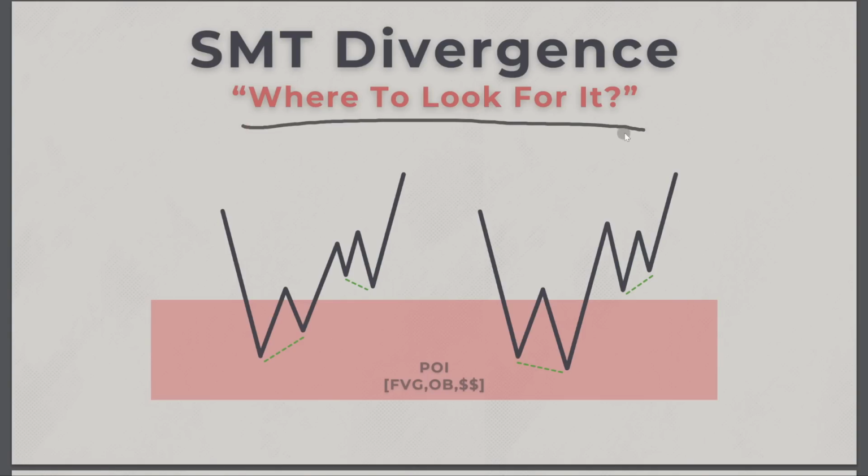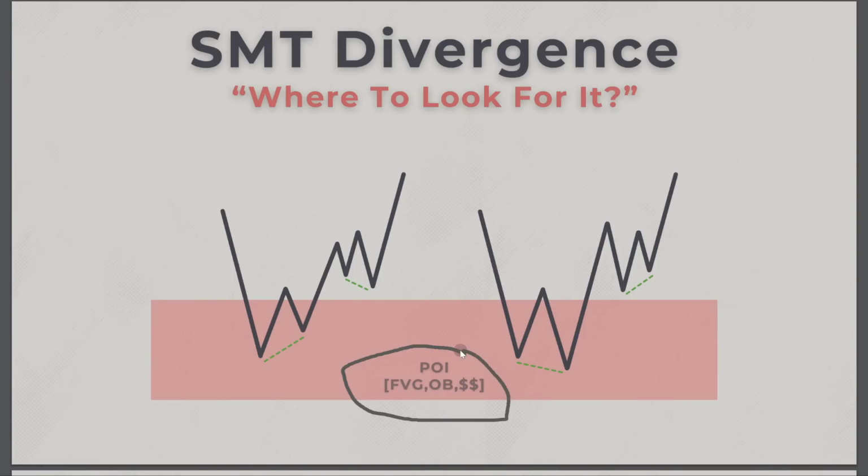Now, where to look for the SMT? We only look for SMT in a POI. Whenever we have a fair value gap, whenever we have an order block, whenever we have a liquidity sweep, we look for the SMT because it's a confirmation, right? But know that SMT can happen anywhere. There could be an SMT here, could be an SMT here. For example, here you see we have a high taken in this first pair, right? And we have this high not taken here.